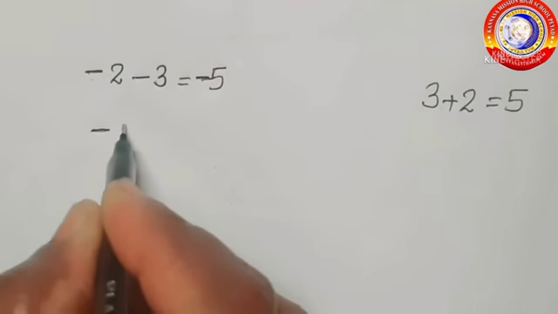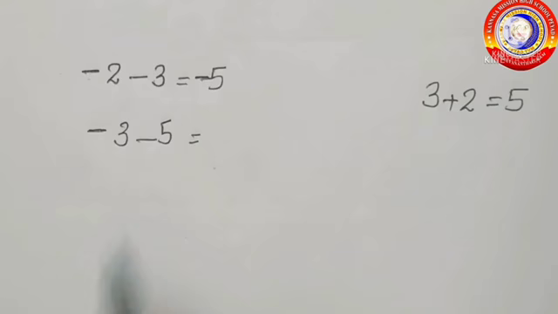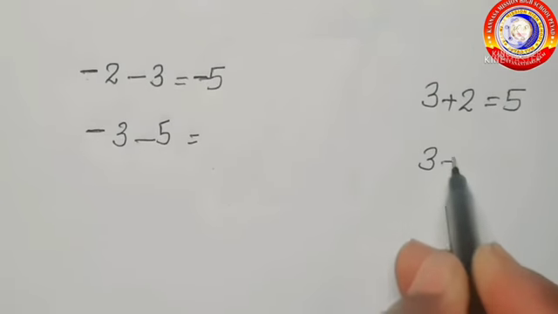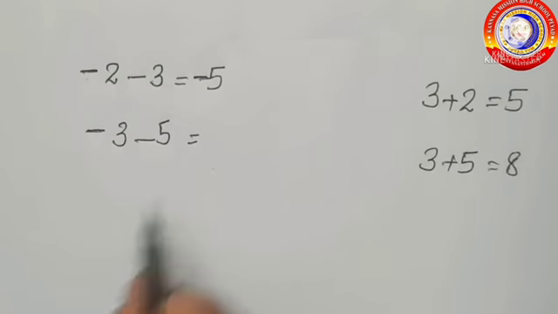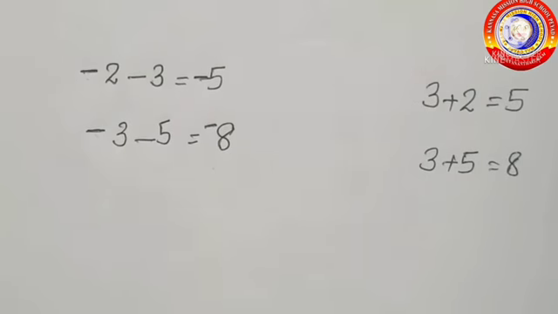Next one, minus 3 minus 5. Here the numbers are of the same sign. So we add the numbers, then put the sign. 3 plus 5 is equal to 8. Then put the minus sign. So the answer is minus 8.